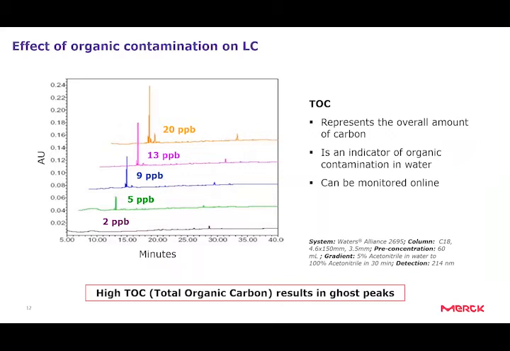60 milliliters of various water qualities were pre-concentrated on a C18 column before running an acetonitrile gradient, in order to see the effect of water impurities. From 2 micrograms per liter of organics to 20 micrograms per liter, there is a big difference when it comes to noisy baselines and unknown peaks.